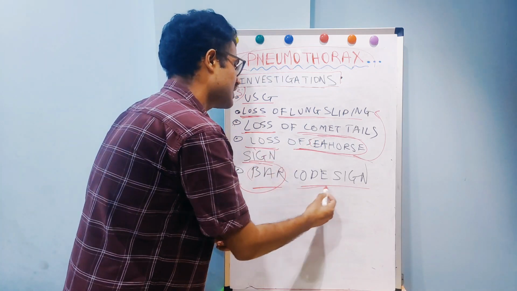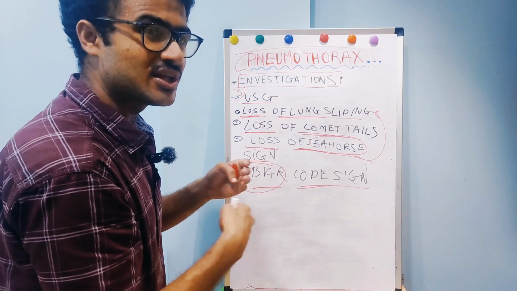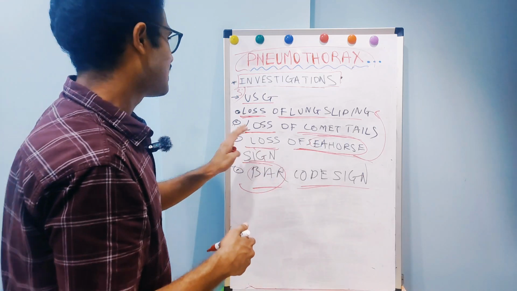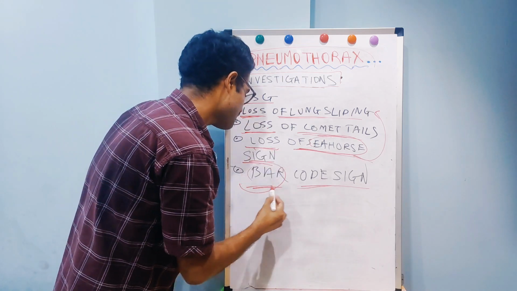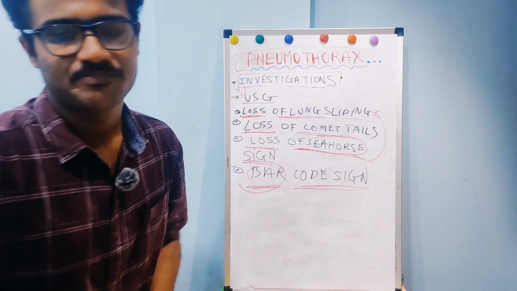And the barcode sign means in the M mode there are horizontal, uniform, parallel lines you can see on the M mode in ultrasonography. So you should know this fact, the barcode sign. So basically this is about ultrasonography.